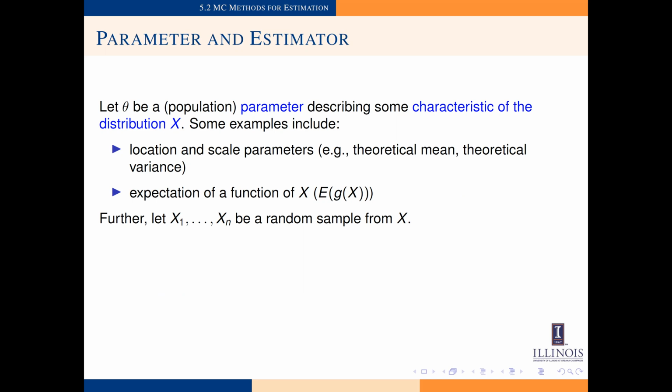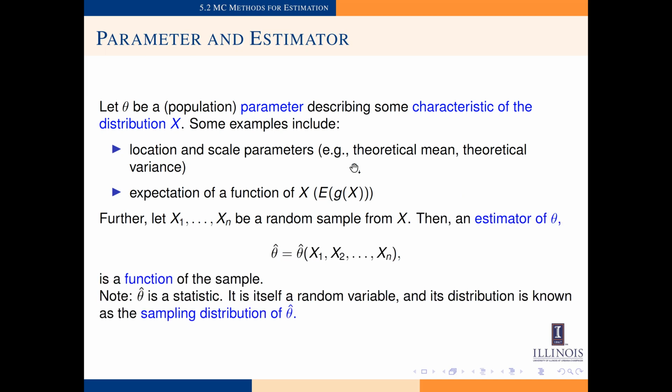So in the data world, let's suppose that we draw random samples, x1, x2, all the way up to xn, so a size n sample from the distribution X. Then an estimator of theta, which we denote by theta hat, is actually a function of our random samples. So this is a function applied to our x1, x2, all the way up to xn. It is a function of the samples, so theta hat is a statistic. It's an estimator, it is a statistic, and it itself is also a random variable. The distribution of theta hat, our statistic or our estimator of theta, is known as the sampling distribution of theta hat.